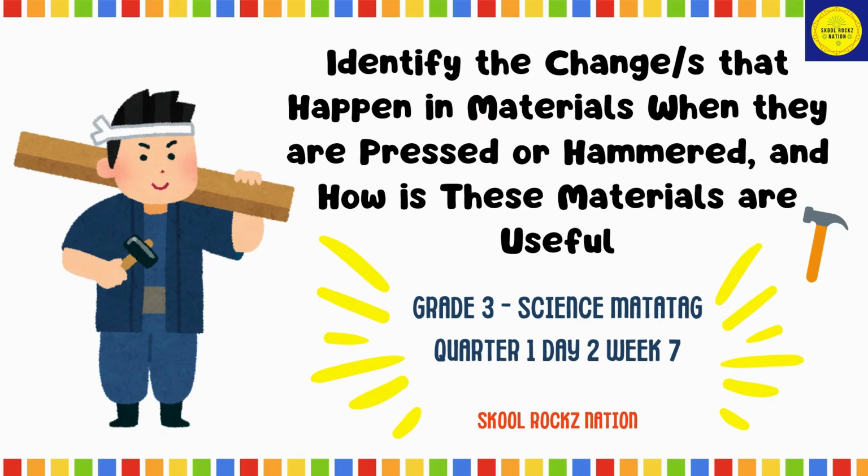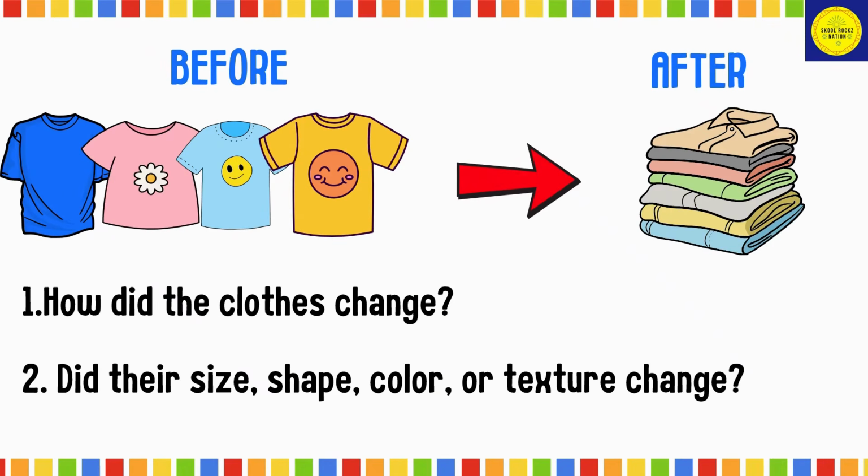Identify the changes that happen in materials when they are pressed or hammered and how these materials are useful. Look at the picture. How did the clothes change? It changed shape. Did their size, shape, color, or texture change?